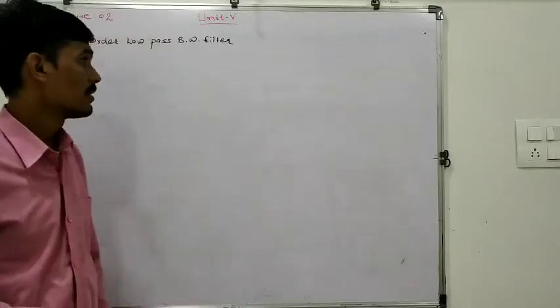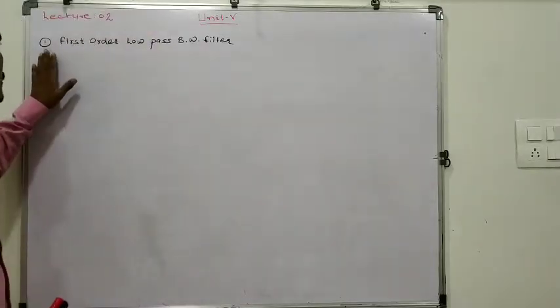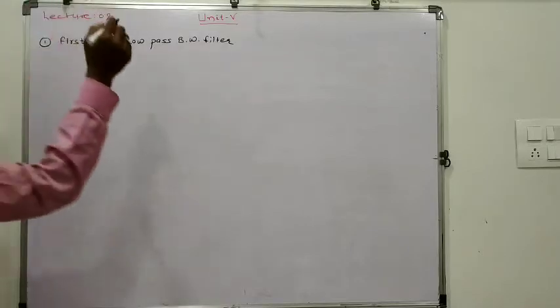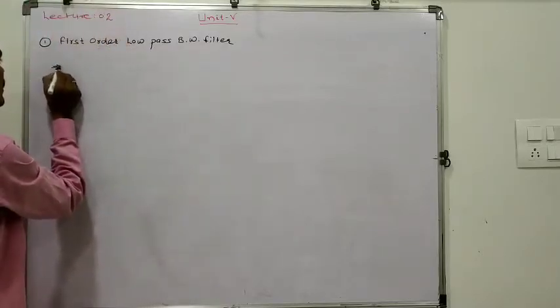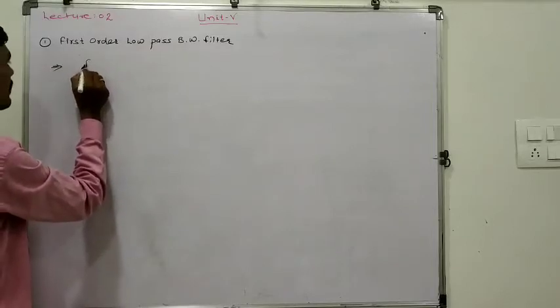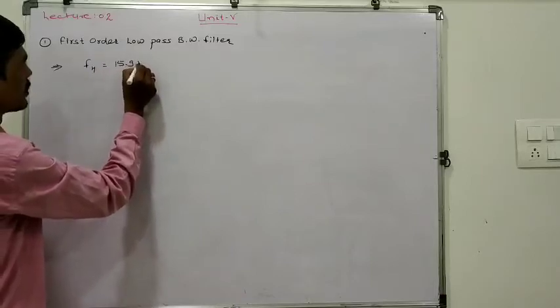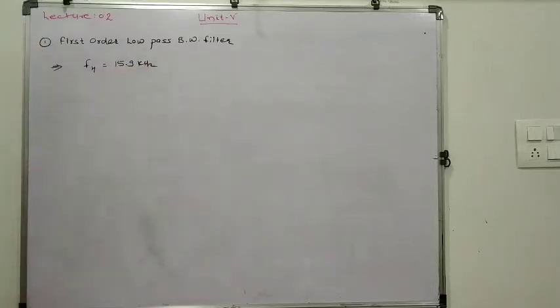Now in this lecture we are going to start the first problem based on the first order low pass Butterworth filter. The first problem is: design a low pass filter at cutoff frequency of 15.9 kilohertz. For the low pass filter, the cutoff frequency is denoted by FH, and it is 15.9 kilohertz. Also, the pass band gain is equal to 1.5.